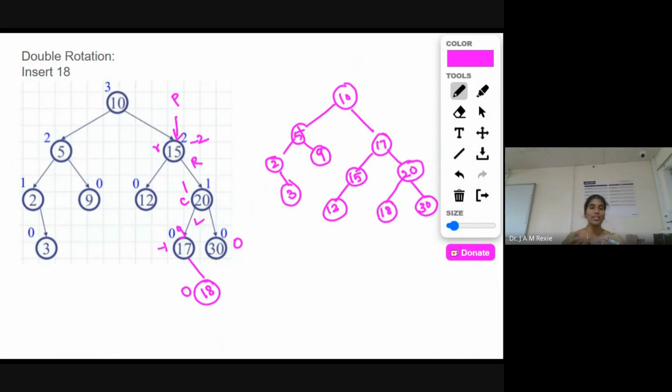So this is what the AVL tree is. In short, it should be a binary search tree with the balance factor 0, minus 1 or 1. When it is becoming 2 or minus 2, based on the direction where it is inserted with respect to the pivot, we have to decide the rotation and make it balanced.